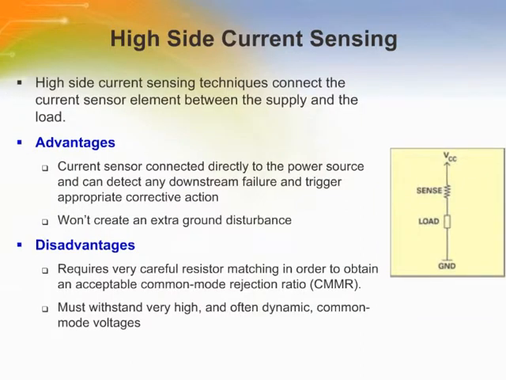High-side current sensing techniques connect the current sensor element between the supply and the load. Current is measured by looking at the voltage drop across a resistor placed between the supply and the load. The current sensor is connected directly to the power source and can detect any downstream failure and trigger appropriate corrective action. Therefore, it won't create an extra ground disturbance. However, this method requires very careful resistor matching in order to obtain an acceptable common mode rejection ratio, and must withstand very high and often dynamic common mode voltages.